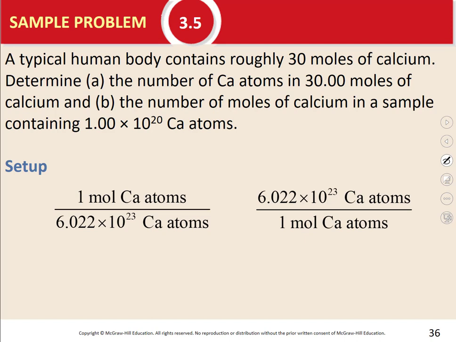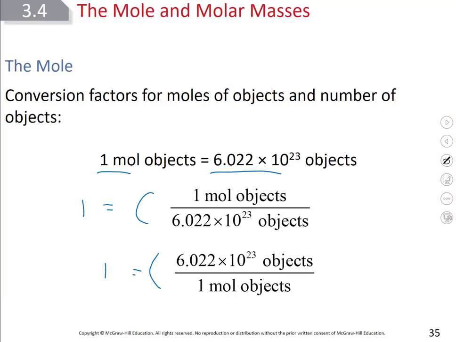So part A, we have 30.00 moles of calcium. Now our factor here is 1 mole is equal to 6.022 times 10 to the 23rd. So there's the two fractions written either with the mole on top or with the atoms on top, from our factor here. When we say objects, in this case, our objects are going to be atoms.